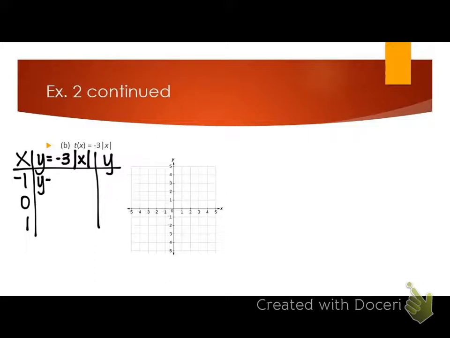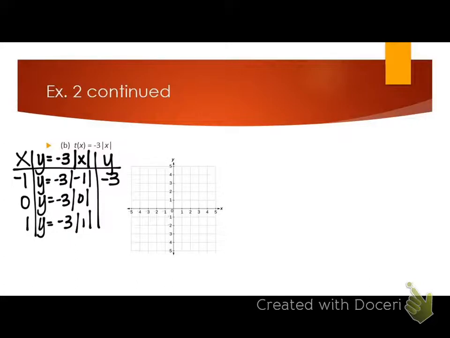Let's plug these in. y equals -3 times the absolute value of -1. y equals -3 times the absolute value of 0. And y equals -3 times the absolute value of 1. So, what is the absolute value of -1? And what is -3 times 1? Good. What's the absolute value of 0? 0.